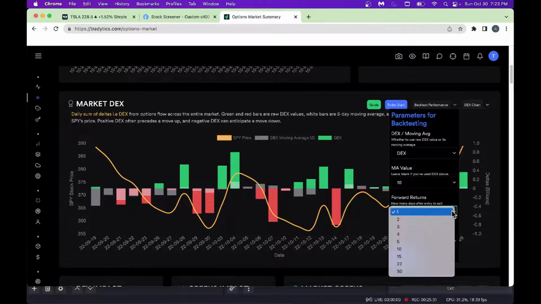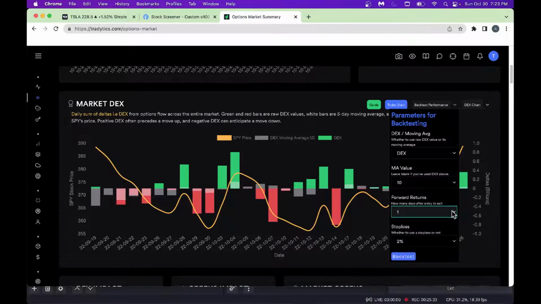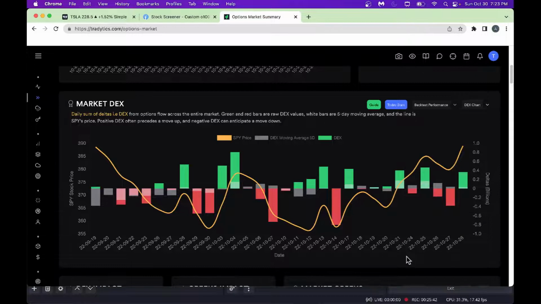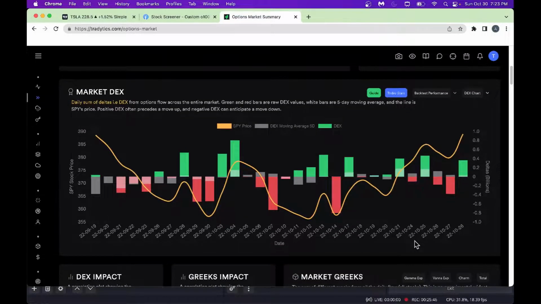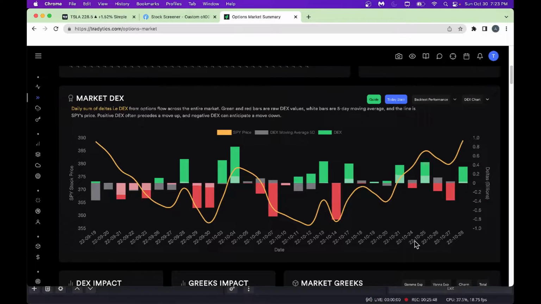I can also change this here, your forward return, how many days after the entry to exit. 1 day is good. Your stop loss 2% is also good here. You could click on the back test here, and you could back test your results here and see if you are making money or not. But this has been back tested. If you follow with the strict stop loss, by following the DEX, you could make some good money here.